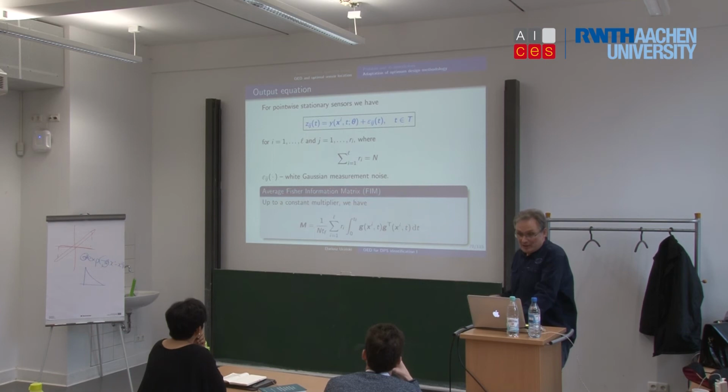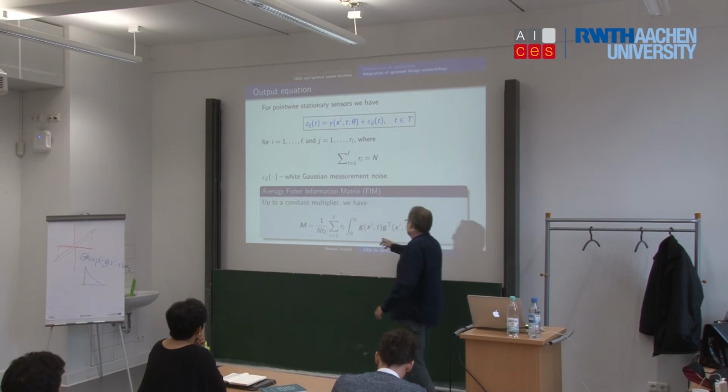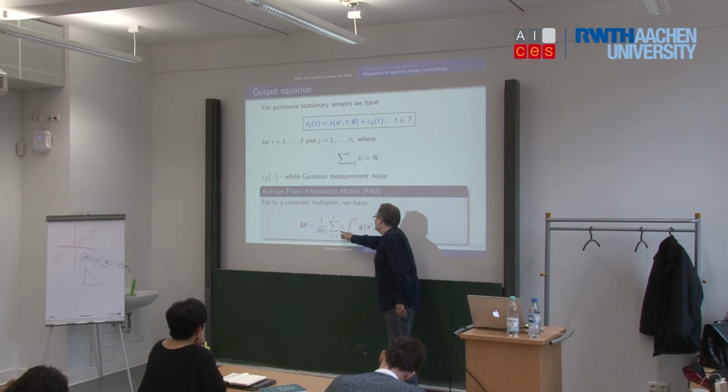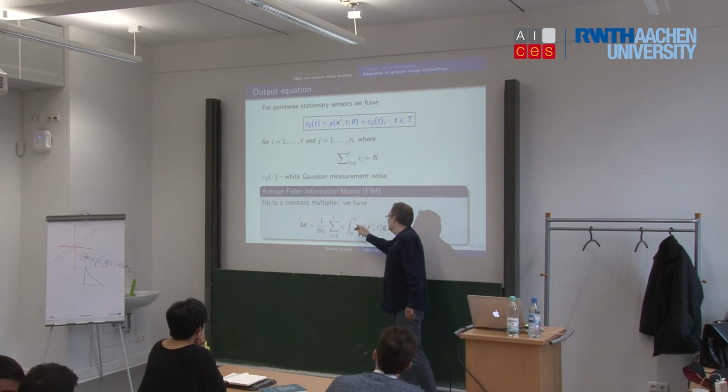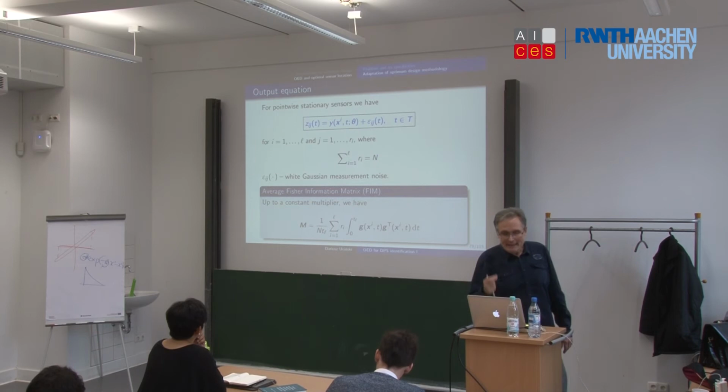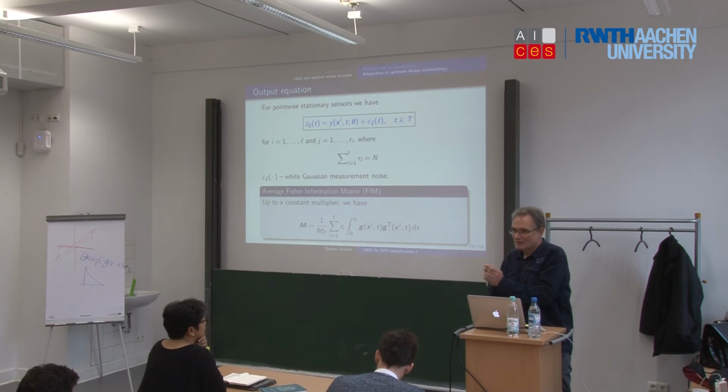So the information matrix takes the following form. The repetitions are included here. Here you can find the coordinates of a given point, and here the repetitions at a given point. So the contributions from a given point are multiplied by the number of sensors placed at this point. If you don't agree with this interpretation, that we can place several sensors at one point, you can interpret this like statisticians interpret this during presentations at conferences and at seminars.